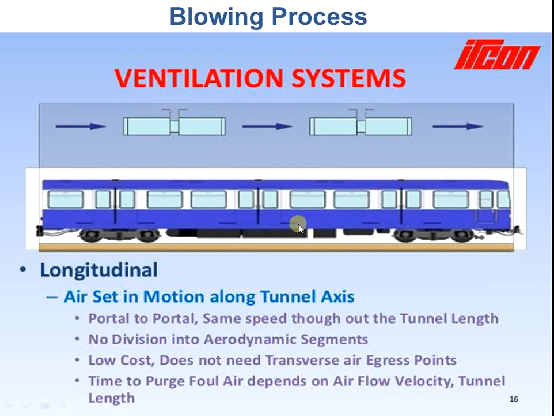Here is the picture of the blowing process of the ventilation system. It is a longitudinal process, with the same speed from portal to portal through the tunnel length. Also, there is no division into aerodynamic segments, and it is very low cost and economical, and does not need transverse air egress points. The time to purge the foul air depends on the airflow velocity and tunnel length.